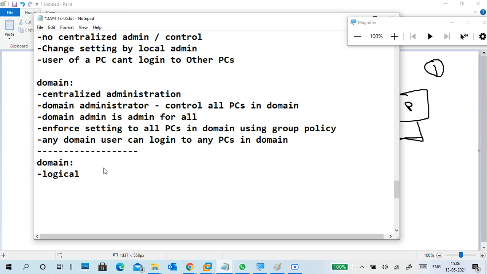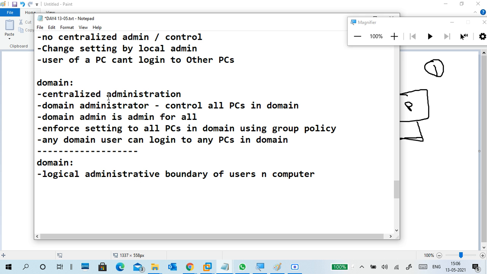And one of the definitions of a domain is a logical administrative boundary of users and computers. What is this logical administrative boundary? A logical administrative boundary, actually, say "a", not "the".